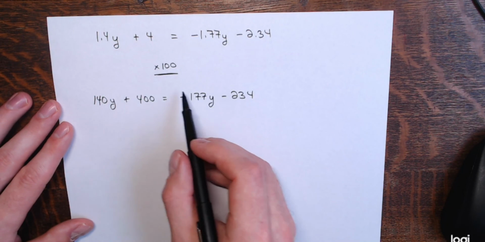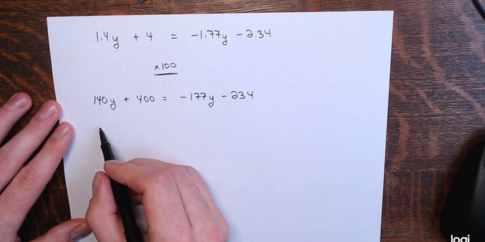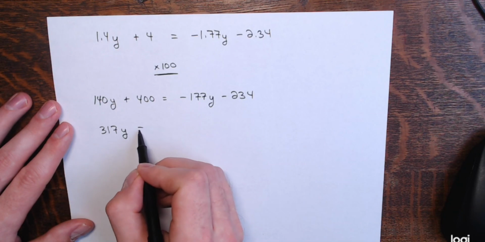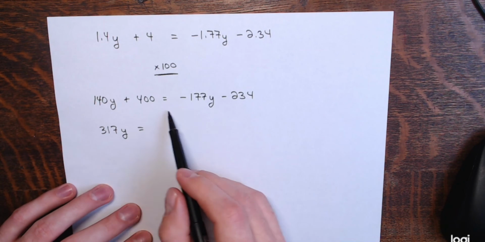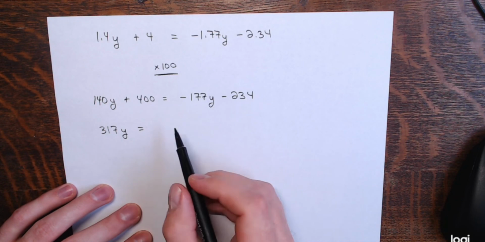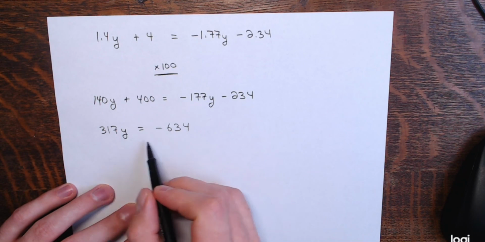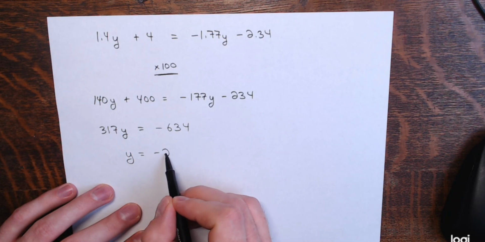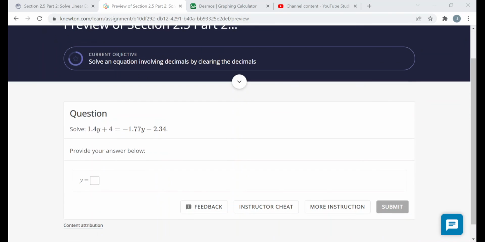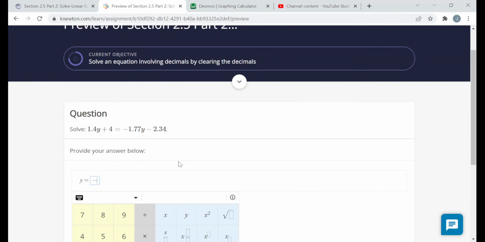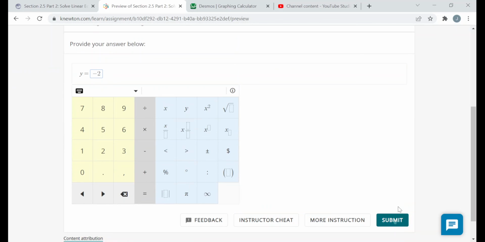Alright, then I'll just add 177y. So that's 317y over here after adding 177, and then subtracting 400 gives me negative 634, and then dividing by 317 gives me negative 2. That's it. And again, if you want to check the solution, go back to this original equation here, plug in negative 2 for y and see if you get a true statement. And you should if you're doing everything correctly.